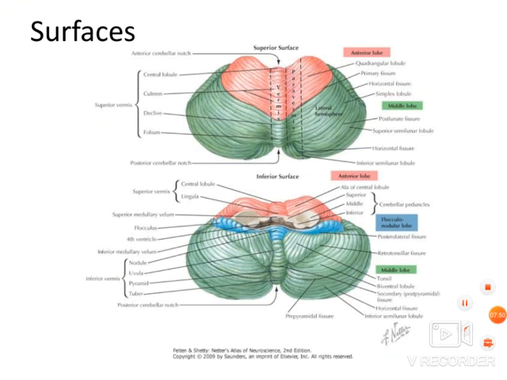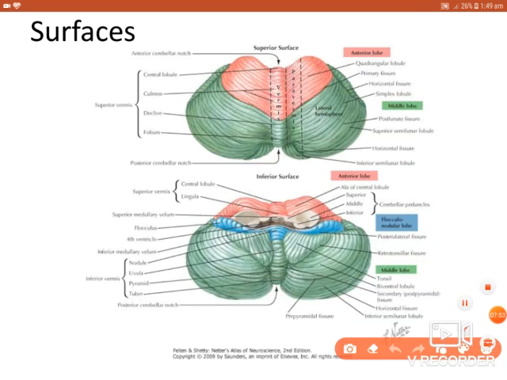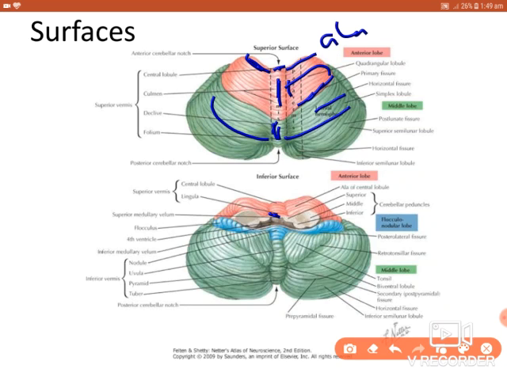Then coming to the extensions from the vermis towards the cerebellar hemispheres: the lingula does not have any extension. The central lobule's extension towards the cerebellar hemisphere is called the ala. The culmen's extension forms the anterior quadrangular lobule. The declive's extension forms the posterior quadrangular lobule on each side. The folium's extension forms the superior semilunar lobule.